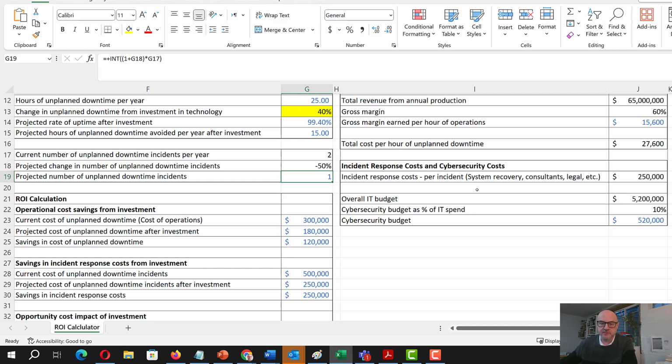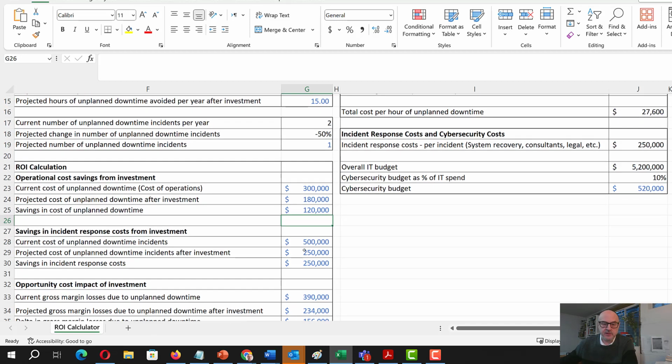And some of this is based on industry research. This would be what we think is a reasonable estimate for a small to mid-sized company. In some cases, the cost of an incident response could be quite a lot higher. But we're saying that they went from having 2 incidents per year at $250,000 each to 1. That's a $250,000 savings. That's another financial payback from an investment in the technology.